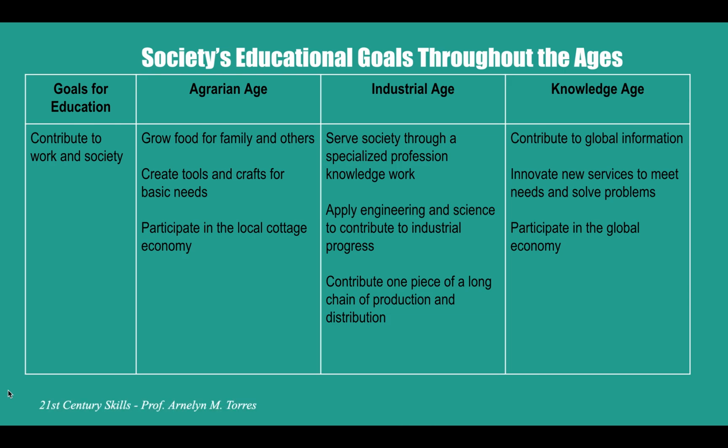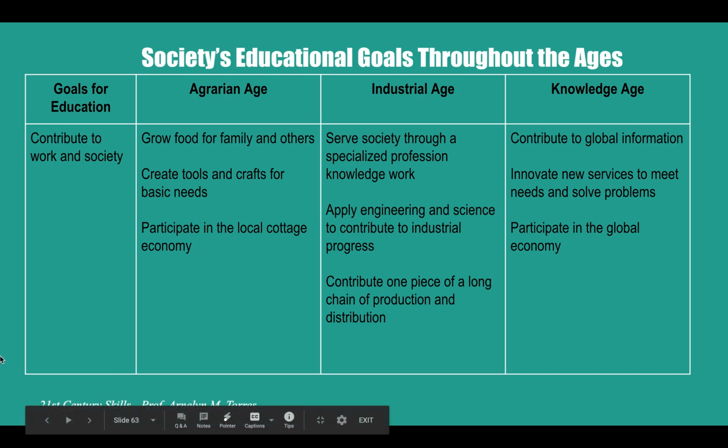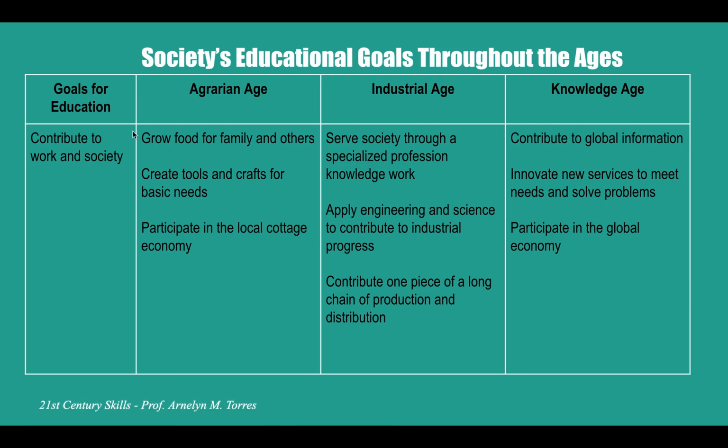We have here a table, Society's Educational Goals Throughout the Ages, to show us the different education goals for each age, namely Agrarian Age, Industrial Age, and Knowledge Age. For the first goal of education, contribute to work and society. People during the Agrarian Age are expected to grow food for family and others. Growing food would mean knowing how to plant, not only for the family's needs, but also for other people, such as neighbors.